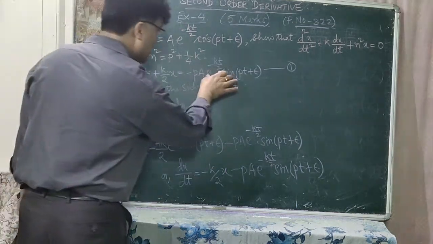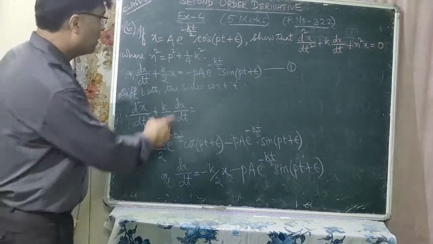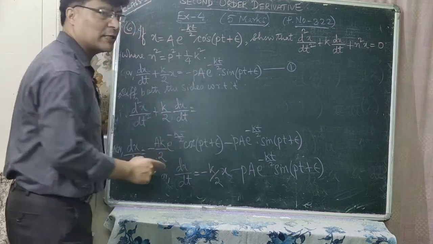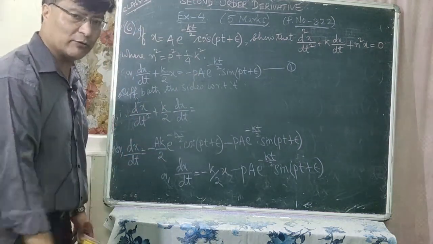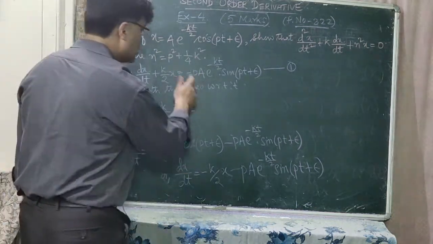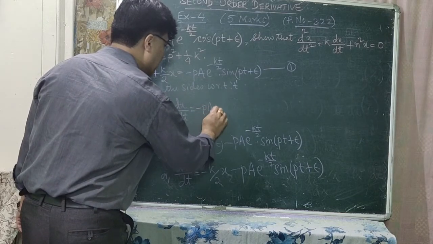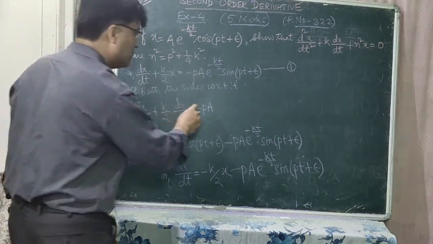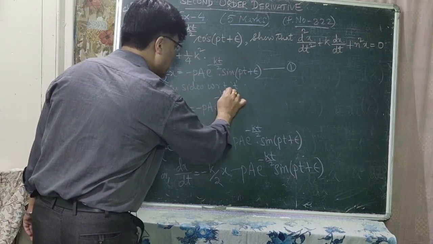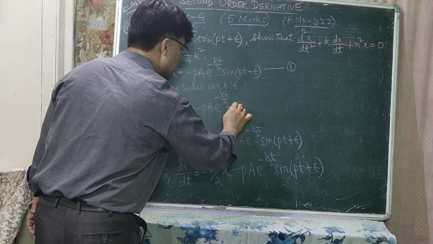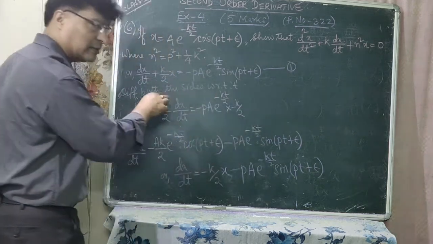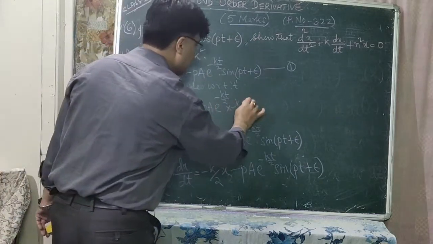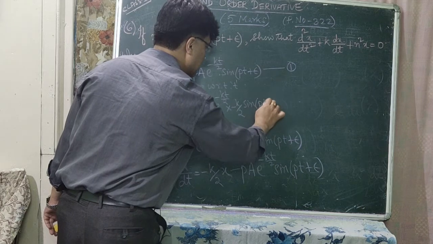to, now again you have to use uv rule here. Minus pA is constant, but e to the power minus kt by 2 and sine pt plus epsilon, they are the variables, so you have to use uv rule in this case. Okay, so now minus pA, that is constant, it is kept as it is. Now differentiate e to the power minus kt by 2 with respect to t. What is it? E to the power minus kt by 2 into minus k by 2. You know that. How did we get minus k by 2, right? Then sine pt plus epsilon is kept as it is.